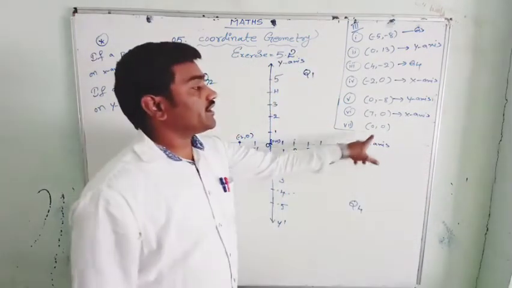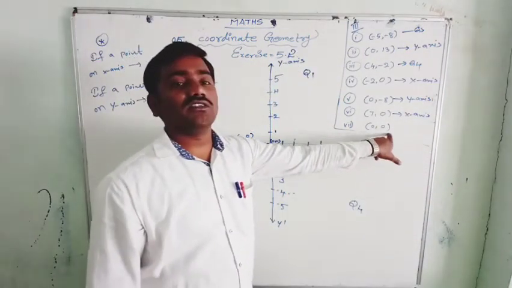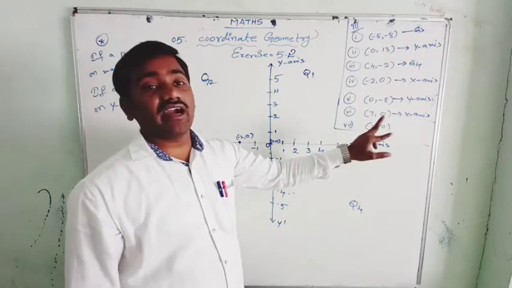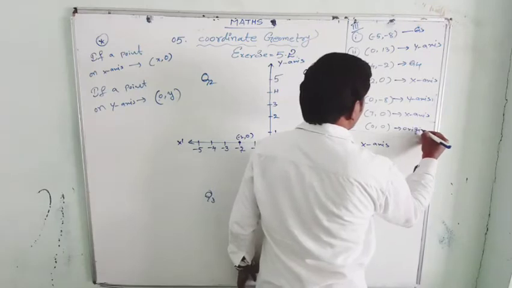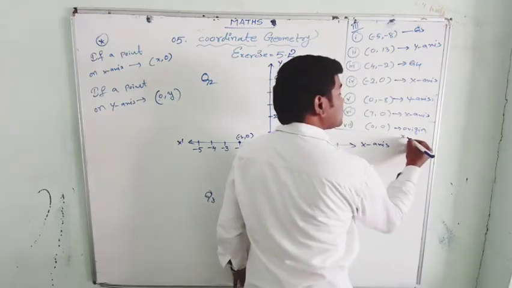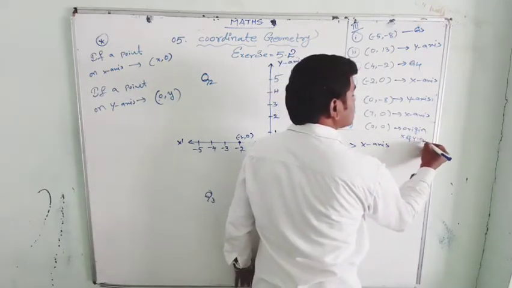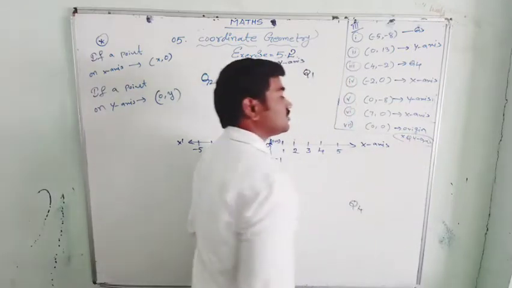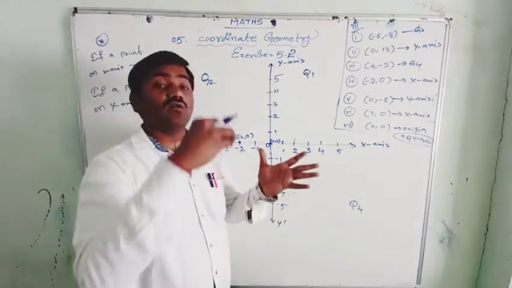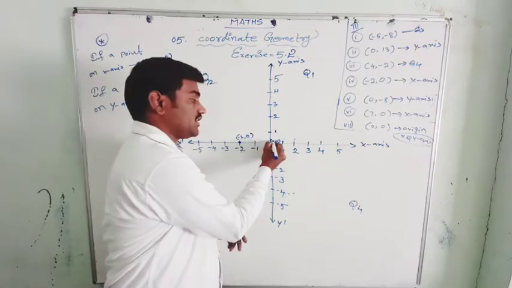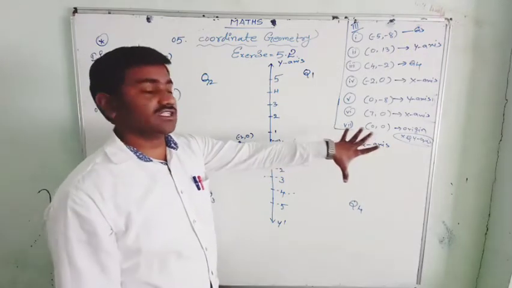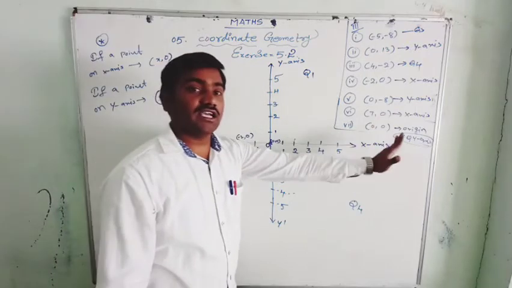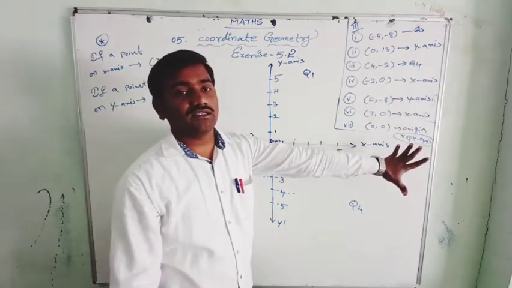Yes. Now here it comes 0 comma 0. It is on the x and y axis, that means it is known as the origin point. It is on both the axes, this 0 comma 0 is lying on the origin point. Here x is 0 and y is 0, both are 0, so it is lying on the origin. It is on the x axis and also on the y axis.